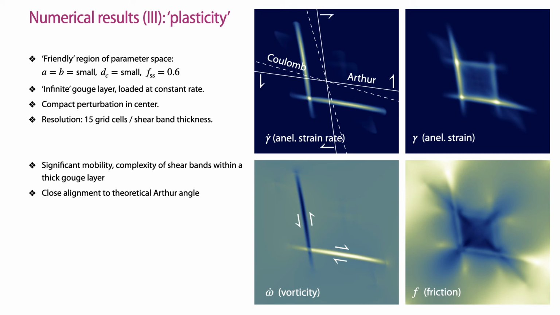Finally, I overlay the top left panel with the theoretical Arthur and Coulomb angles, which are predictions of how shear bands should orient themselves with respect to the principal stress axis. We see that excellent agreement with the Arthur angle is observed, and this is thanks in large part to our ability to attune the shear band width to some multiple of the mesh resolution in advance using the length scale lambda. What we may learn from this simple model is that in a sufficiently thick uniform gauge layer, a lot of interesting internal complexity can develop. We're working on 2 dynamic rupture models that may demonstrate this more convincingly.